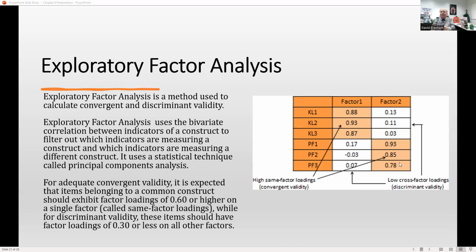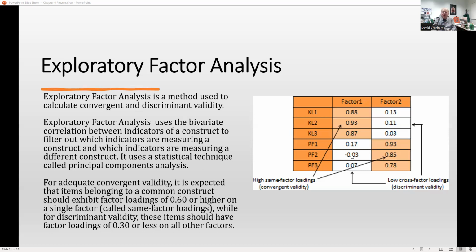And you can filter those out and say, okay, these are 2 constructs. They may be empathy and compassion. Factor 1 may be empathy, factor 2 may be compassion. The discriminant analysis in the white blocks is saying you're not measuring this, but you're measuring it here, and you're not measuring it there. So exploratory factor analysis uses the bivariate correlation between indicators of a construct to filter out which indicators are measuring a construct and which indicators are measuring a different construct.